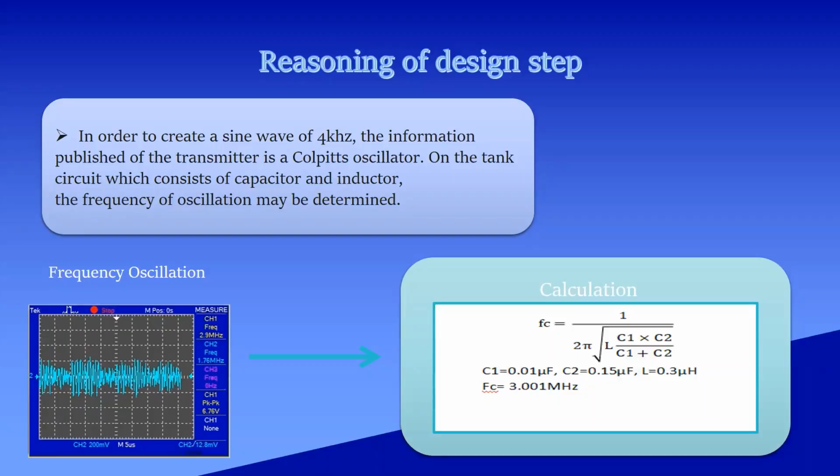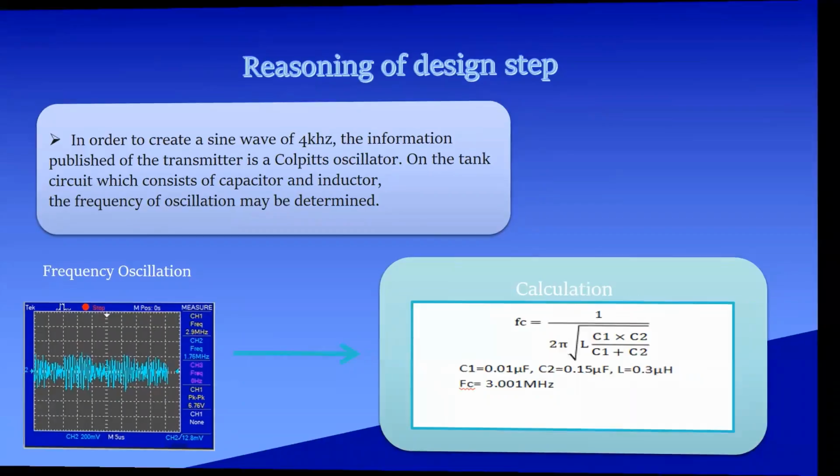Okay, next I will continue about the reasoning of the design step. In order to create a sine wave of 4 kHz, the information source of the transmitter is a Colpitts oscillator. On the tank circuit, which consists of capacitor and inductance, the frequency of oscillation may be determined. So this is the calculation we use for the Colpitts oscillator, and we get the carrier frequency of 3 megahertz, the same as the waveform at the oscilloscope.